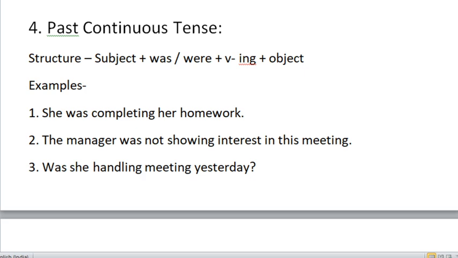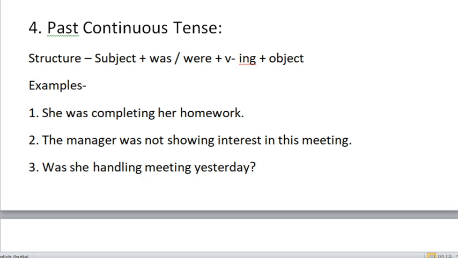Sorry, look at the examples from the beginning. She was completing her homework. We can create the negative form of this: she was not completing her homework. Also, we can transform this sentence into interrogative form by interchanging the subject and the helping verb. Now, was is playing the helping verb here because completing, the main verb, is given there. Okay, now: was she completing her homework?